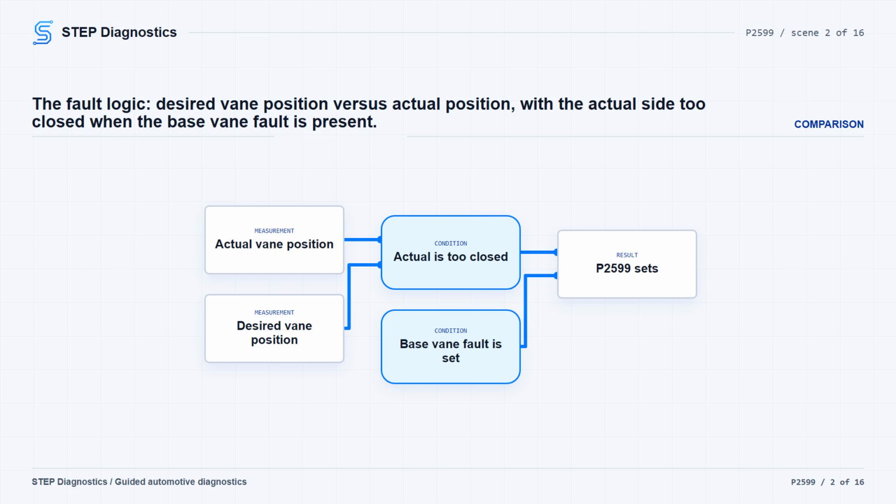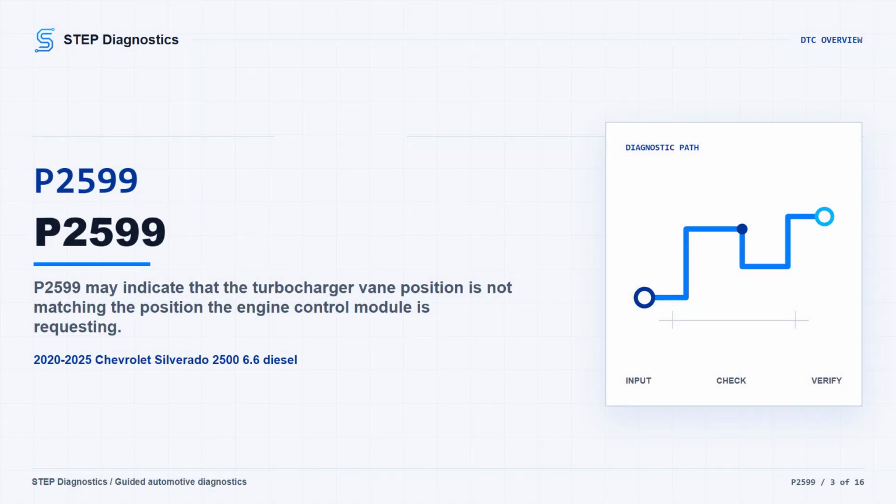A turbocharger vane position commands steady state for greater than 1 second, engine off for greater than 2 seconds, and once the running conditions are met, the DTC runs continuously for greater than 1 second. The setting logic for P2599 is a command versus response problem. The vane position sensor and desired vane position are not within 25% of each other, with the actual position more closed than desired, and the base vane control fault condition present.